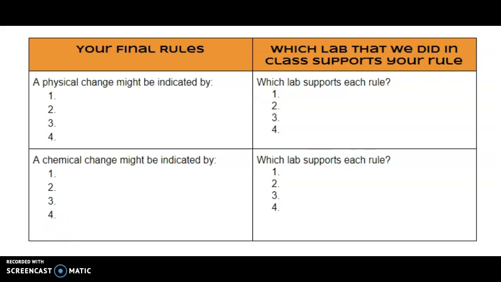So my expectations of your work for today, you're going to list your final 4 physical changes might be indicated by rules, and your final 4 chemical changes might be indicated by rules. But then you're also going to put over here, whatever rule you put here, which lab supported that rule. So in the 2 days we were doing labs, which lab showed you that this was going on. So now you need to have a finalized set of physical change and chemical change rules.